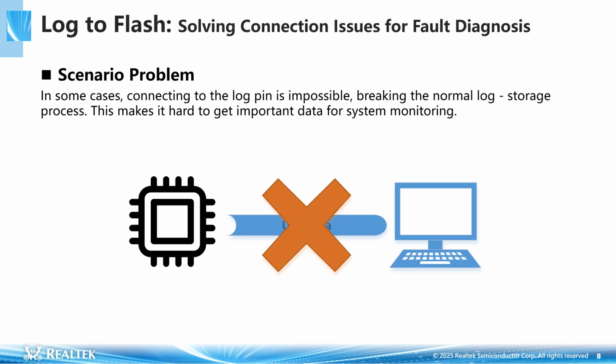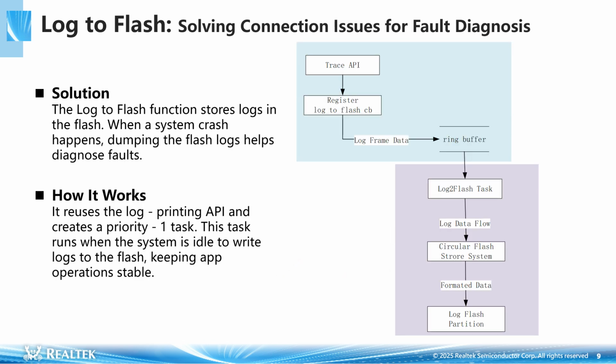Scenario problem. In some cases, connecting to the log pin is impossible, breaking the normal log storage process. This makes it hard to get important data for system monitoring. Solution. The log-to-flash function stores logs in the flash. When a system crash happens, dumping the flash logs helps diagnose faults. How it works. It reuses the log printing API and creates a priority 1 task. This task runs when the system is idle to write logs to the flash, keeping app operations stable.